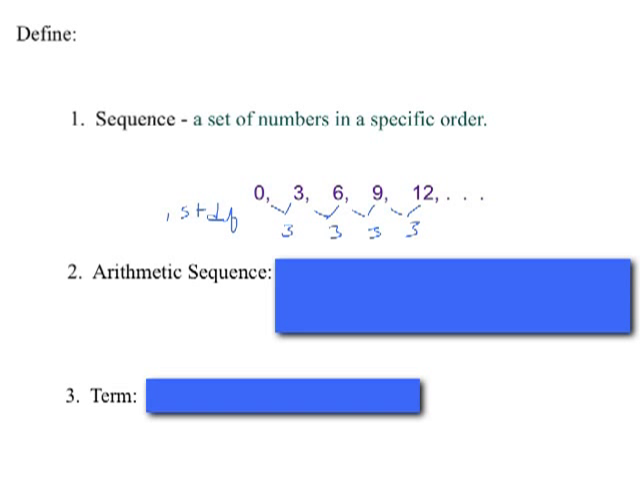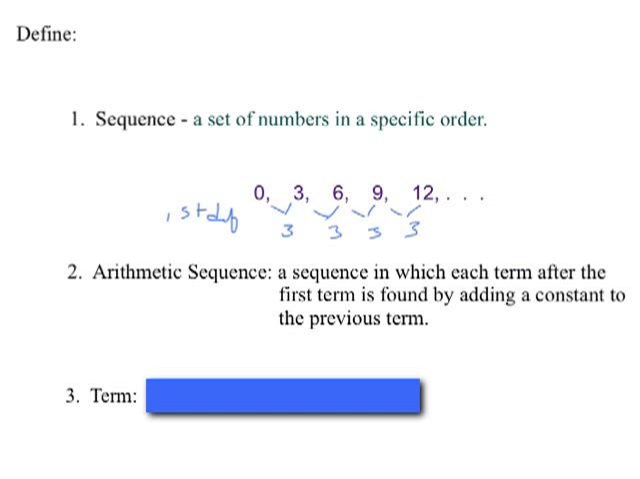Okay, now, when we get a linear sequence, much like what we just saw in that example, it has a special name. That sequence is called an arithmetic sequence. So an arithmetic sequence is this. It's a sequence in which each term after the first term is found by adding a constant to the previous term. So when we find a common first difference, that is a linear sequence, which we will also call an arithmetic sequence.